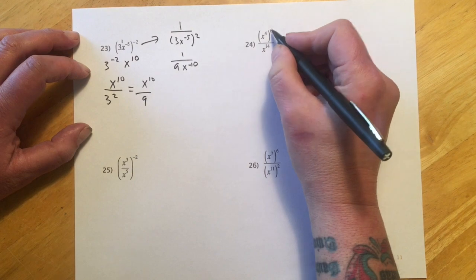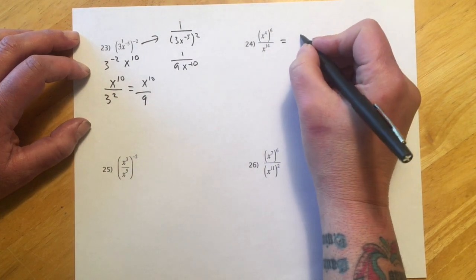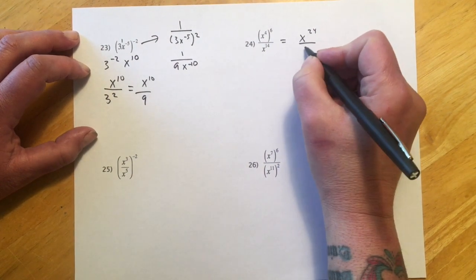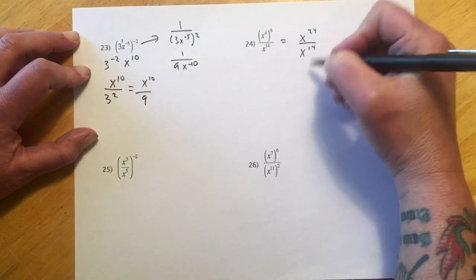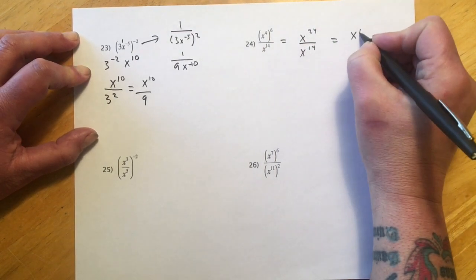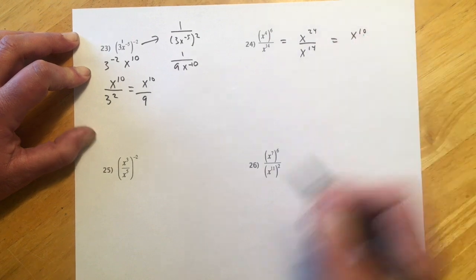Number 24, I'm going to go 6 times 4. So that would be x to the 24th over x to the 14. I would just think of it as canceling, leaving me x to the 10 up top, or 24 minus 14 leaves 10.